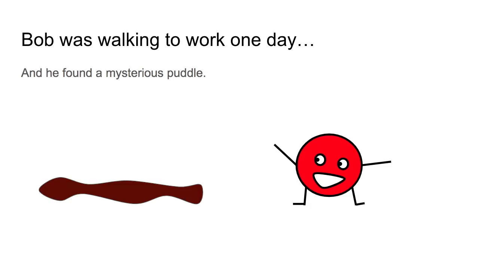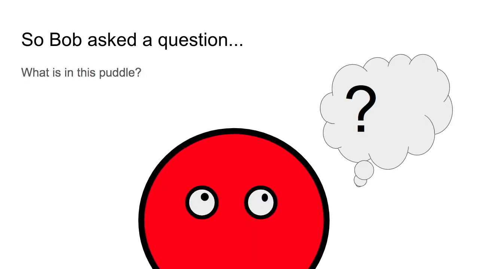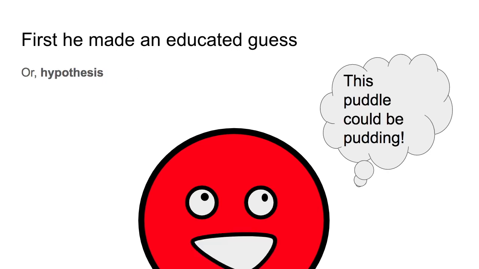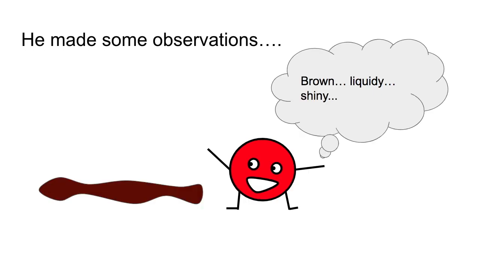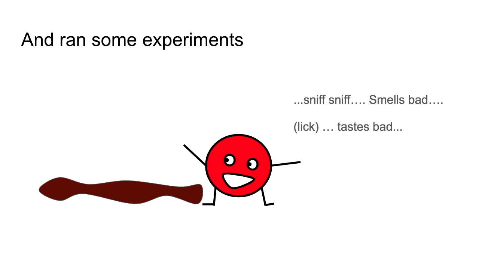Bob was walking to work one day, and he found a mysterious puddle. So Bob asked a question. He asked, "What is in this puddle?" First, he made an educated guess, or a hypothesis. He guessed that this puddle could be pudding. He made some observations. The puddle was brown, it's liquidy, it's shiny, and he ran some experiments. He smelled the puddle. It didn't smell very good. He tasted the puddle. Didn't taste very good.